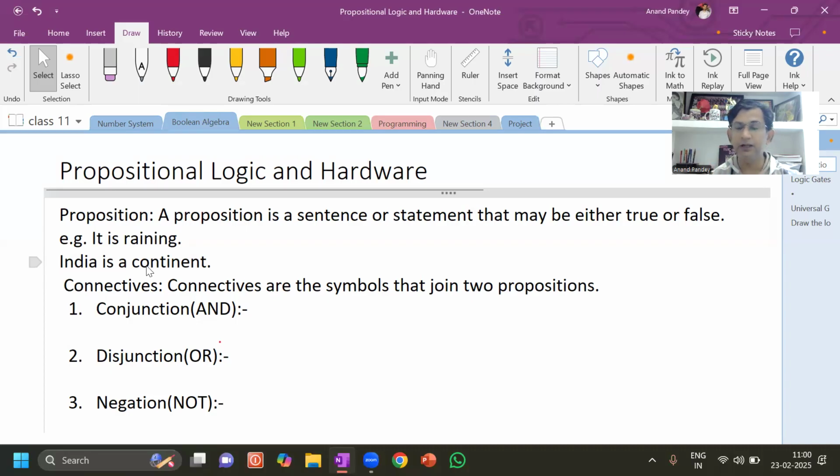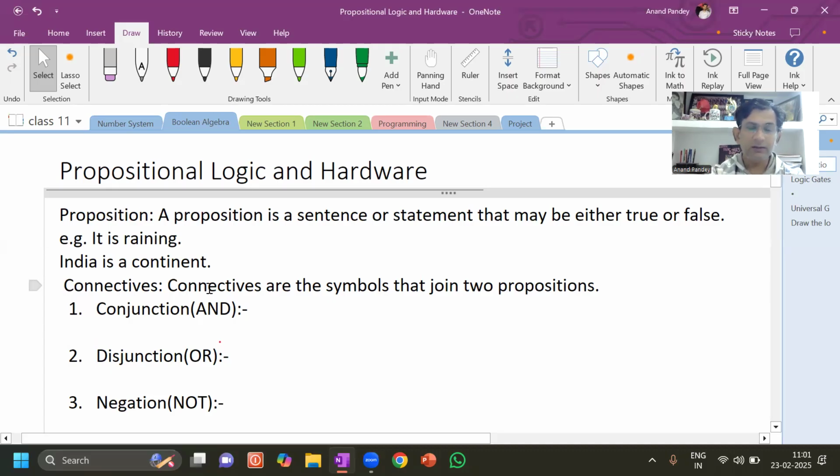सिर्फ दो ही वैल्यू है Boolean algebra में. ठीक है, तुम्हारे algebra में बहुत सारी वैल्यूज है, बट Boolean algebra में सिर्फ दो ही वैल्यू है, true and false. True is represented by 1 and false is represented by 0. Okay, so here everything is based on that 0 and 1 only.